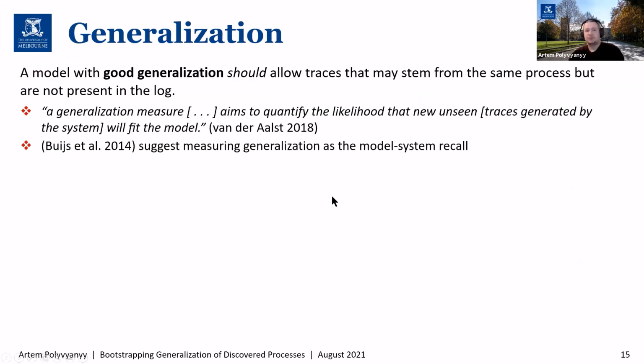Some technicalities. Let's now come to generalization, and let's look at what the literature currently understands as generalization of discovered models. I gave you our approximate definition. In the literature, a definition I like says that a generalization measure aims to quantify the likelihood that new unseen traces will fit the model. And if you refer to the work by Buijs on the six quotients that I demonstrated to you, they say let's measure generalization as model-system recall, one of those six quotients between model and system. But of course, the system is unknown, and model and system can be infinite. So how to really measure it is still a question.